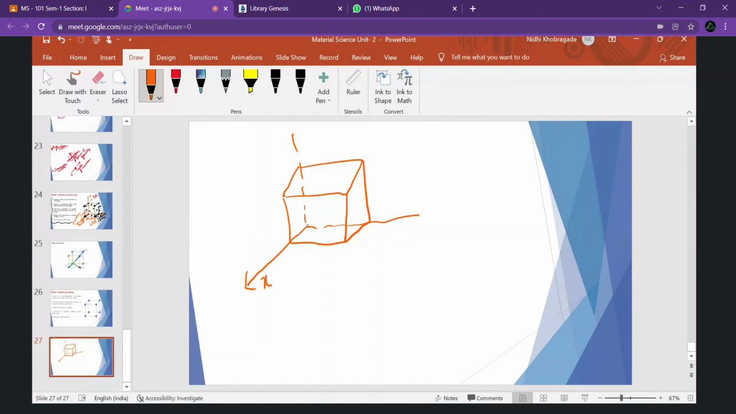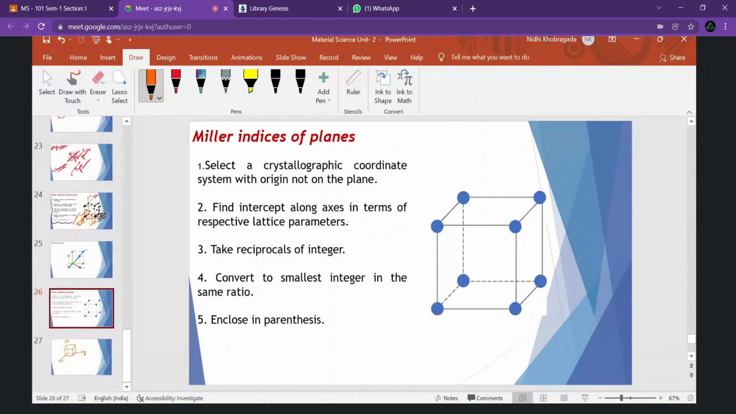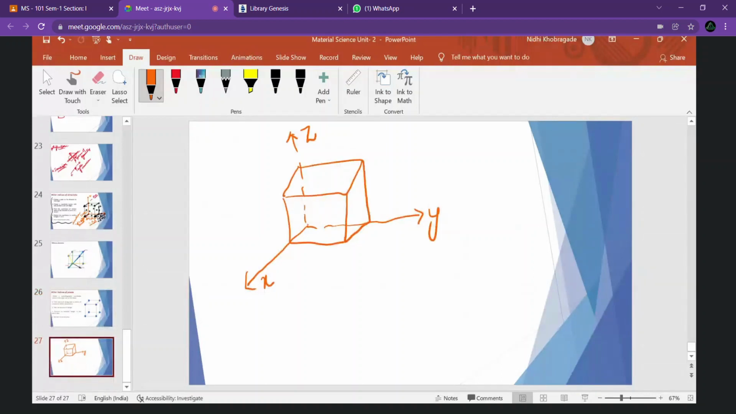So this will be our x-axis, this will be our y-axis, and this will be our z-axis. So we have to index a certain plane, so initially, according to the different steps, we have to mark the origin. That origin should not lie on the plane. So suppose we are considering a plane as this: A, B, C, and D.